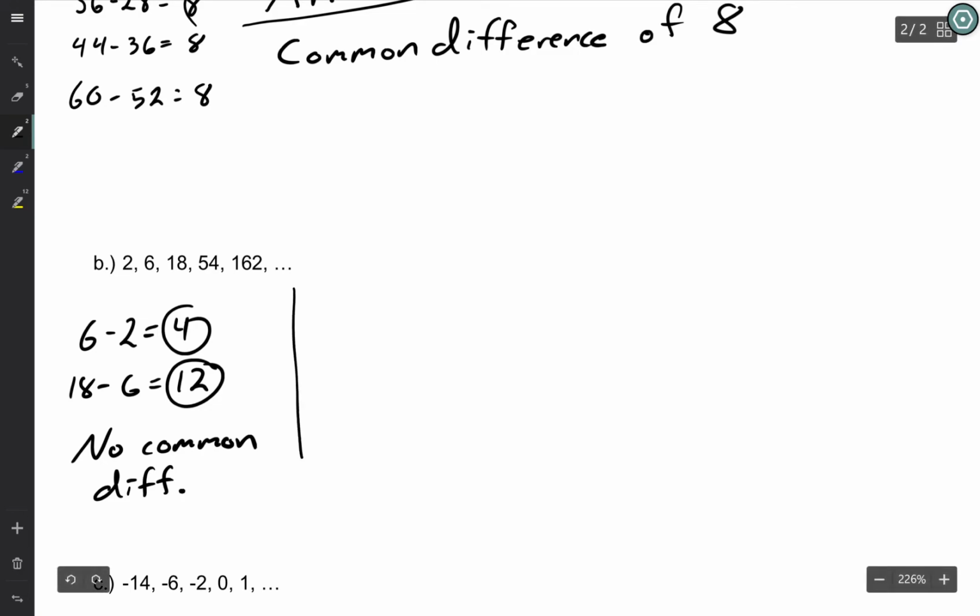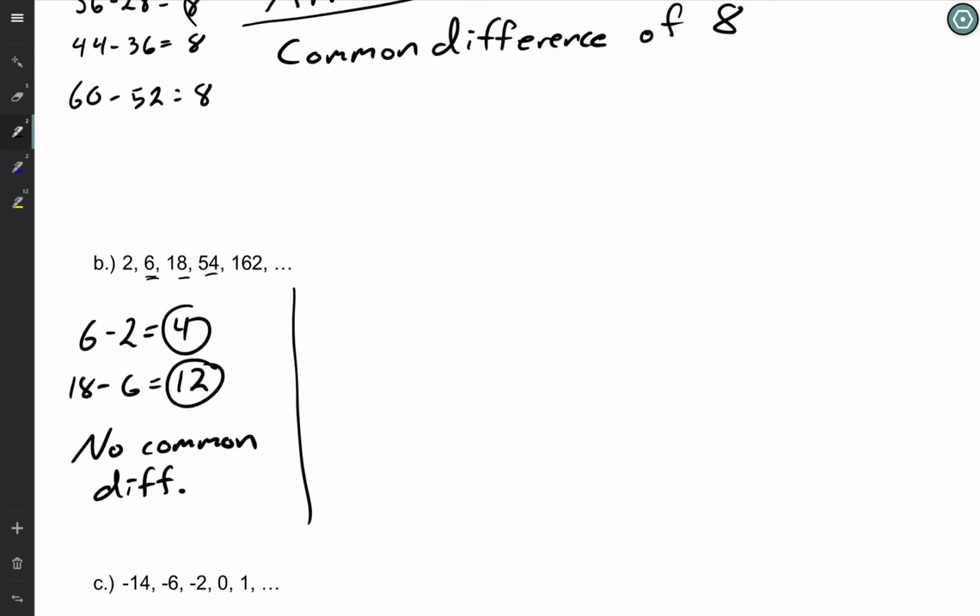Right, and it's very important that you use consecutive numbers. Okay, so don't do 54 minus 6. Always do 6 minus 2, 18 minus 6, 54 minus 18. It's consecutive numbers that you have to do. Right? The other one is geometric.